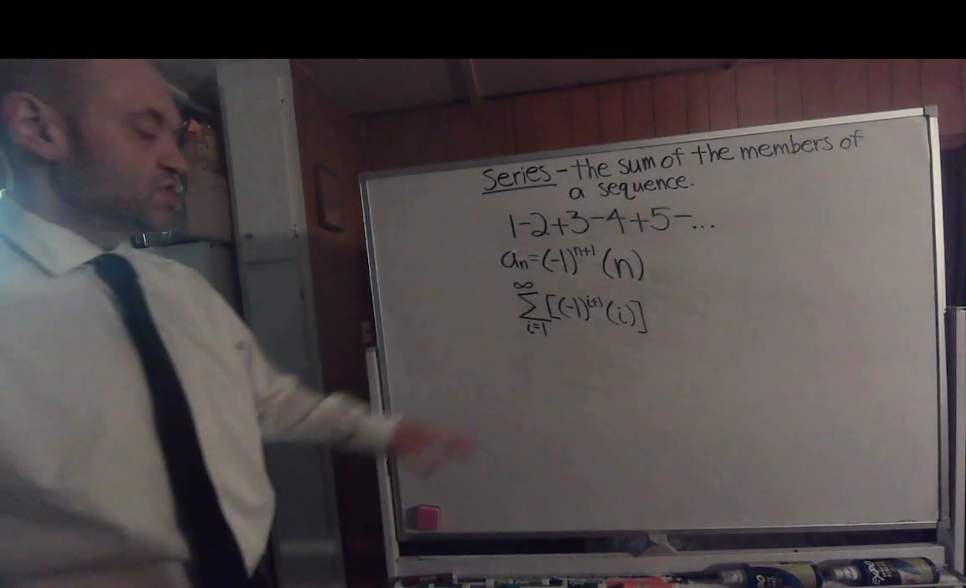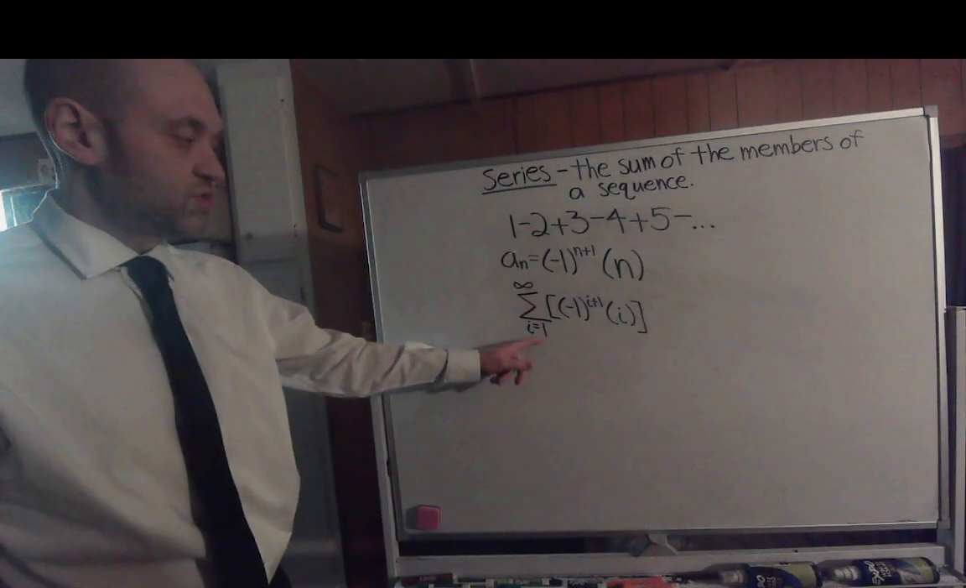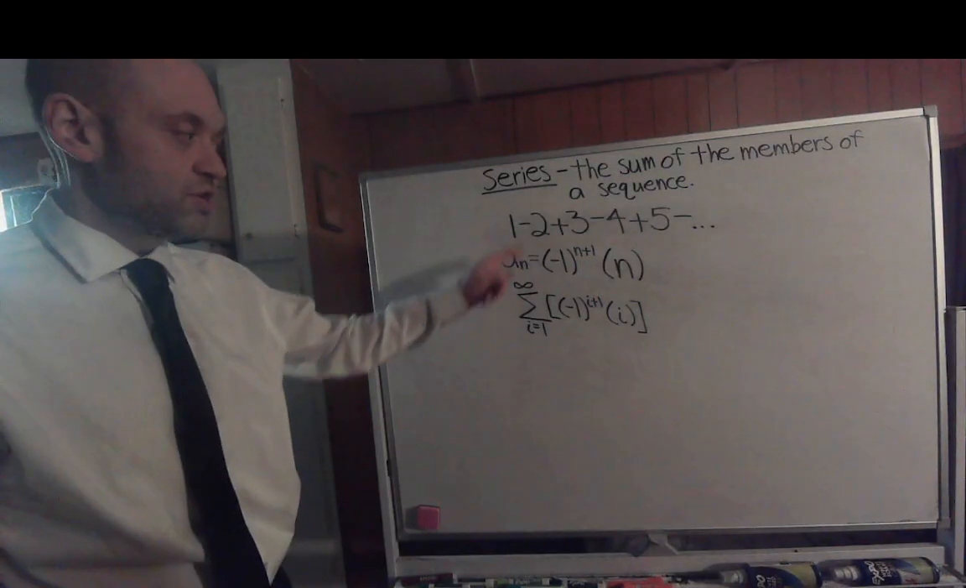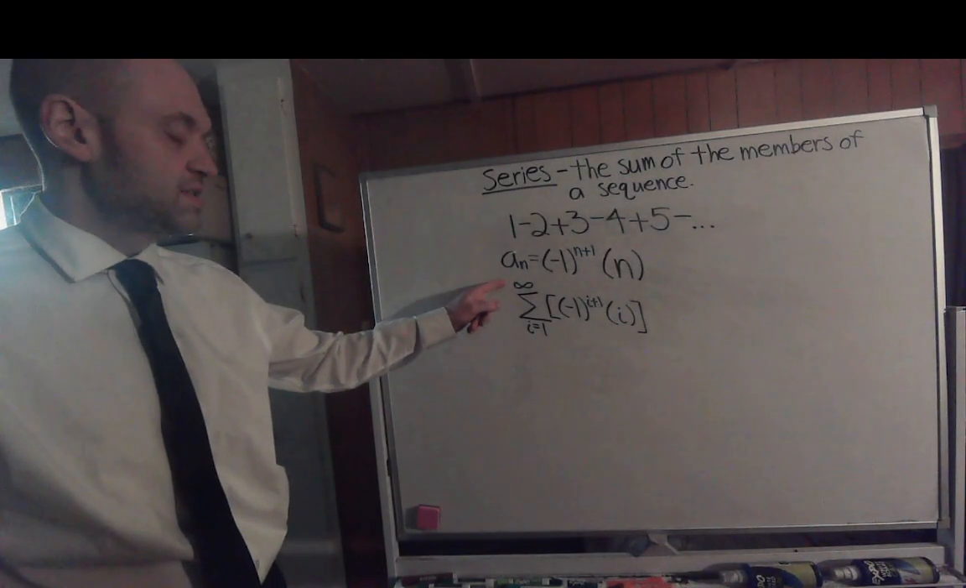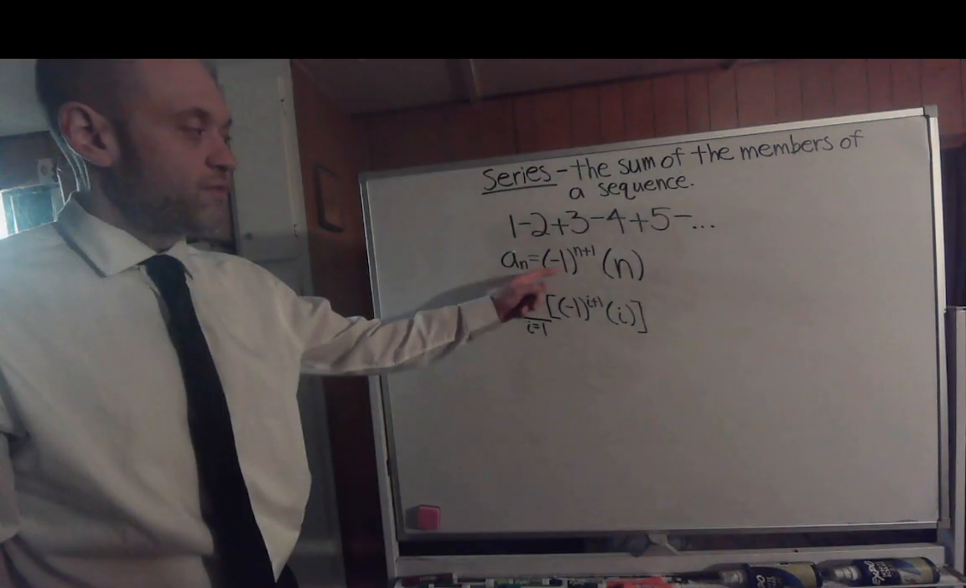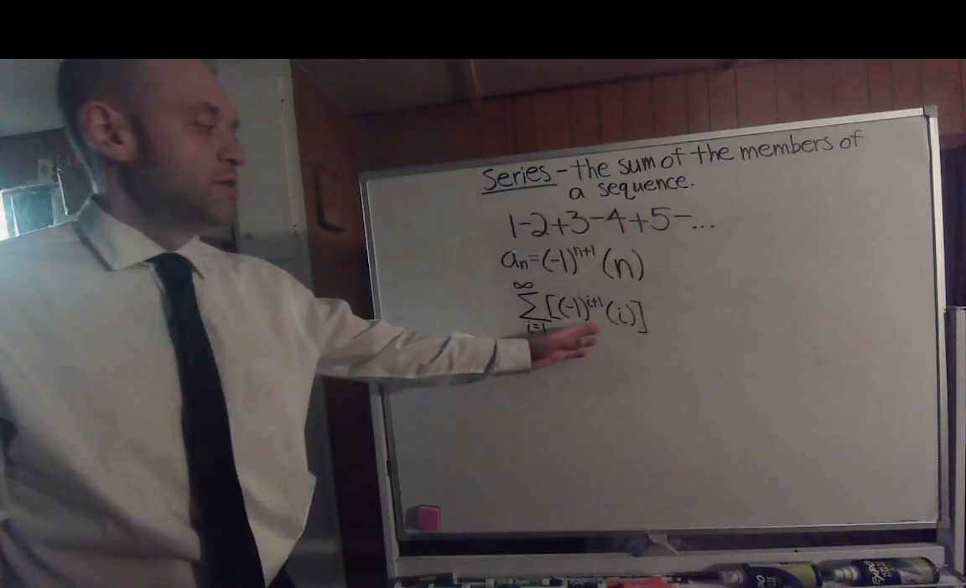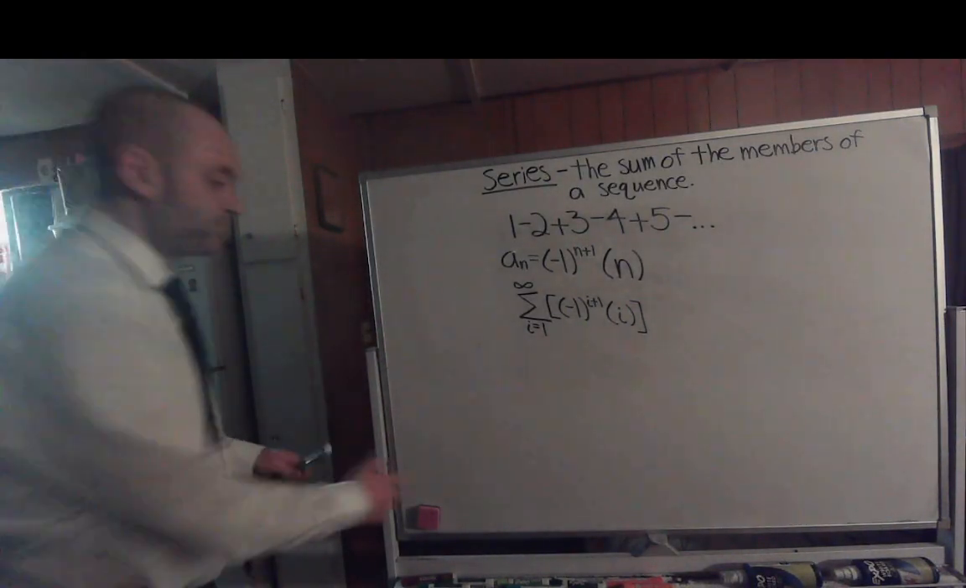So again, you just start with the number 1 since you're starting with the first number, and then your upper limit of summation is how many terms you have in the series. And then your formula that you had for the sequence, you'll put that in there for the sum.